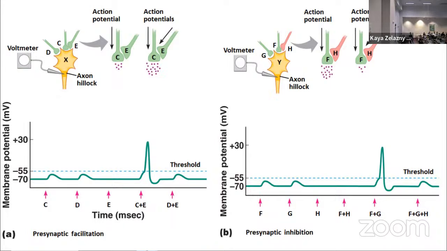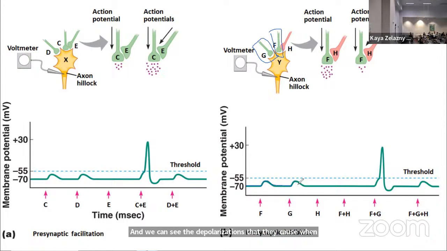All right. So inhibition works the same way, but opposite, right? So we see the same situation, except now we're recording neuron Y. We see both G and F have excitatory effects on Y, and we can see the depolarizations that they cause when they fire independently. So F a little bit, G a little bit. Neuron H does nothing if it fires on its own. Right, so here we see H. H is acting on F, so nothing happens if H fires.